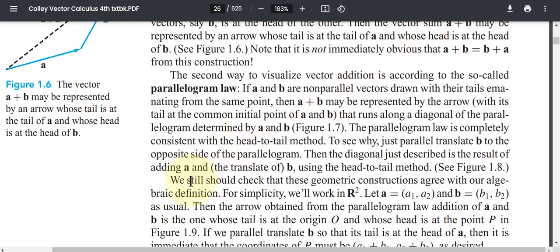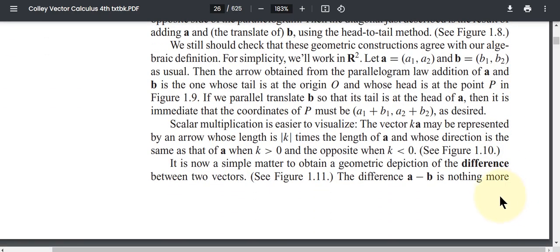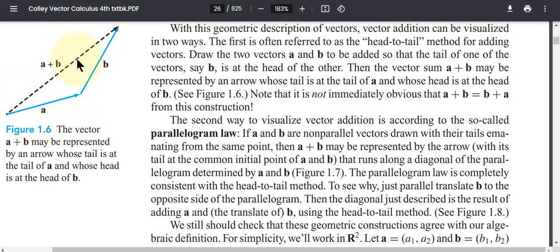So she says we still should check that these geometric constructions like this will work. We'll agree with our algebraic definition. For simplicity, we'll work in R2. So we'll just use vectors in R2. So here are two of them. And we want to somehow show that when we do the addition like this, this sort of visualizes that.